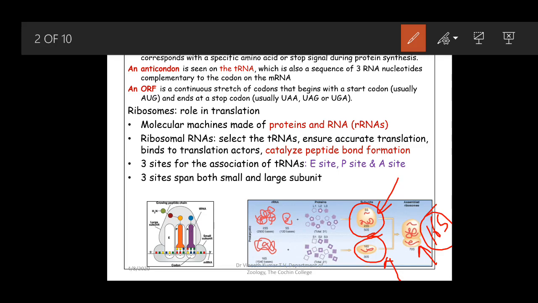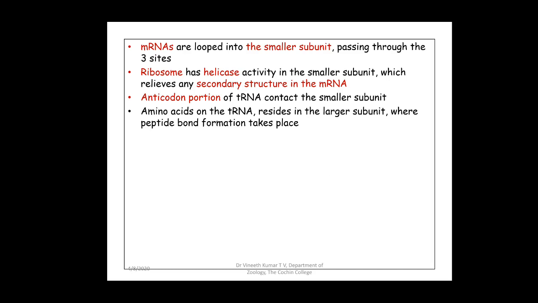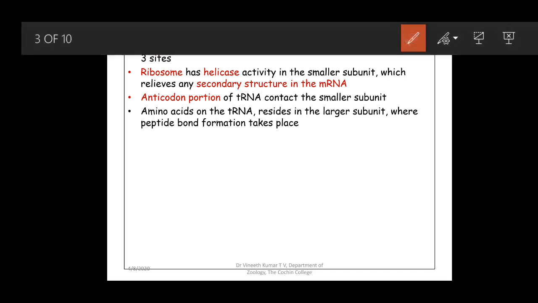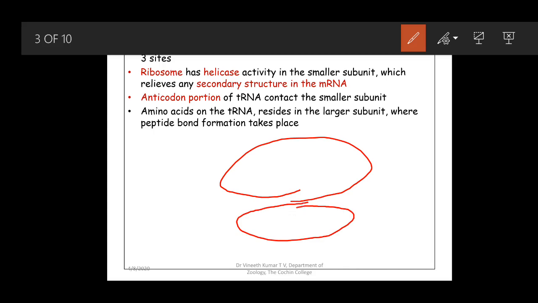The importance of these sites is that, as you see in this diagram, the site is completely formed only when the smaller and larger subunit combine. In other words, if I take a ribosome, this one is the larger subunit, and the smaller subunit is below. The larger subunit, which is the 50S, and the smaller subunit, which is 30S, combine only during translation.